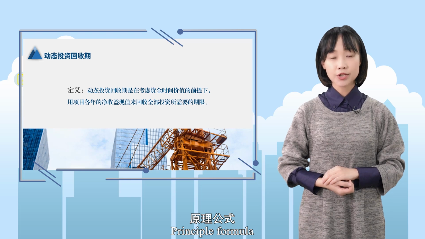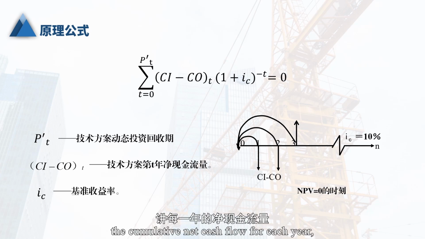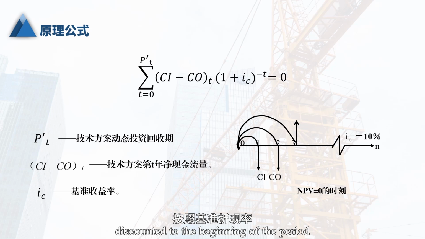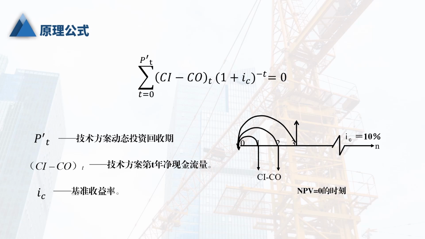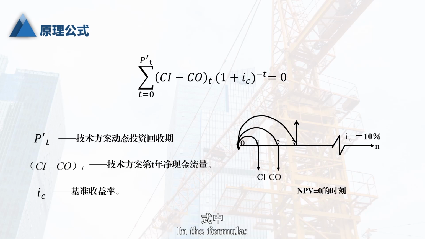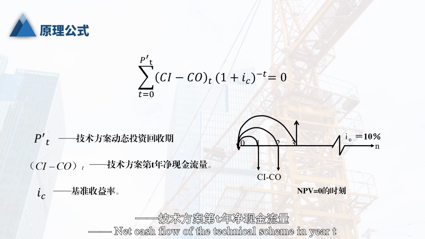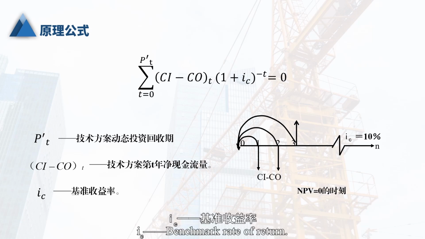Principal formula. This is the principal formula. The cumulative net cash flow for each year, discounted to the beginning of the period, using the benchmark discount rate. In other words, it finds the point where NPV, net present value, equals 0. In the formula, P_t is the dynamic investment payback period of the technical scheme, the net cash flow of the technical scheme in year t, and i_c is the benchmark rate of return.